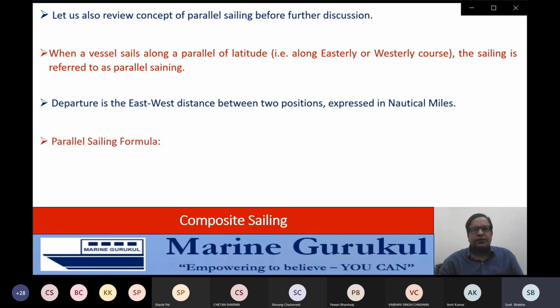Now we have a parallel sailing formula, which gives us a relationship between d long and departure, and we all know it. Cosine of latitude is equal to departure upon d long. Obviously, this cos lat cosine is a trigonometric ratio. So obviously the units of departure and d long will be same.